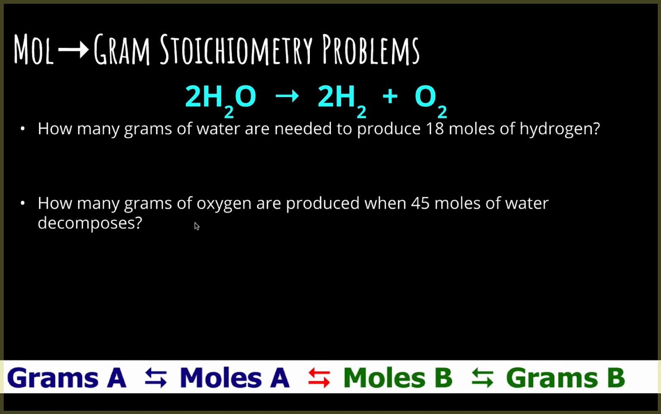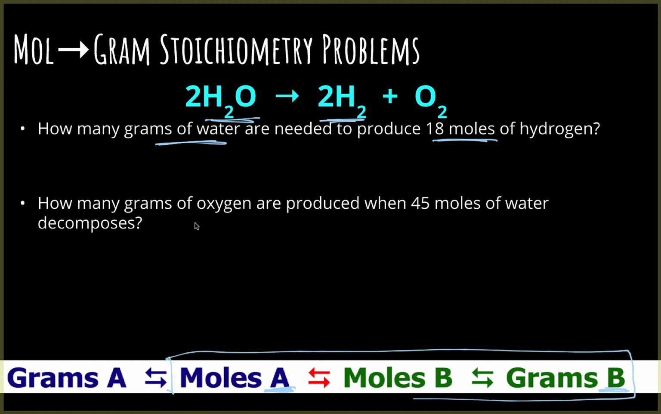Third type is going from moles to grams. So given moles, asking for grams. So this one says how many grams of water are needed to produce 18 moles of hydrogen. So again, only need 2 things from the balanced equation at a time. So this one I'm looking at water and hydrogen. And then if I go down to my pathway, I'm given moles, I'm asked for grams. So this time I'm going to need the second part of my pathway.